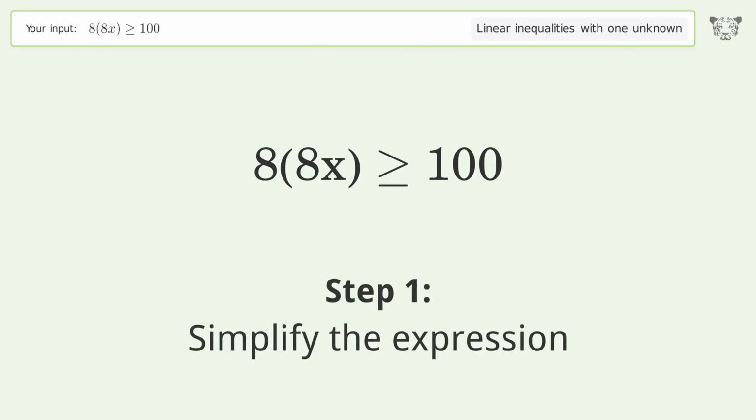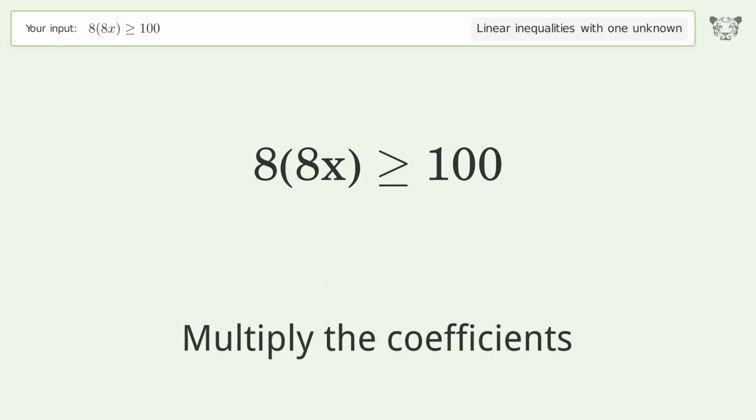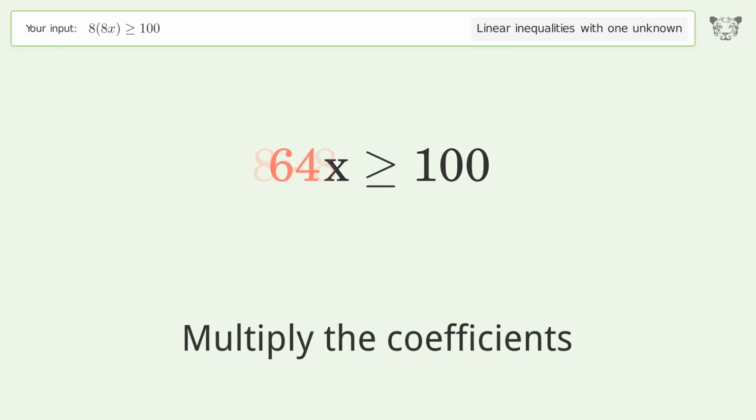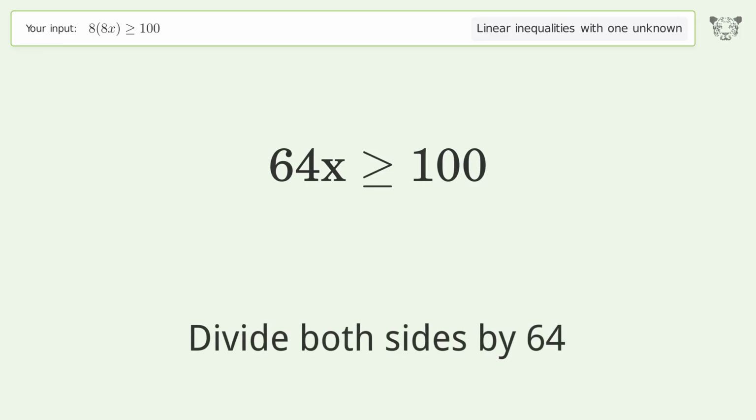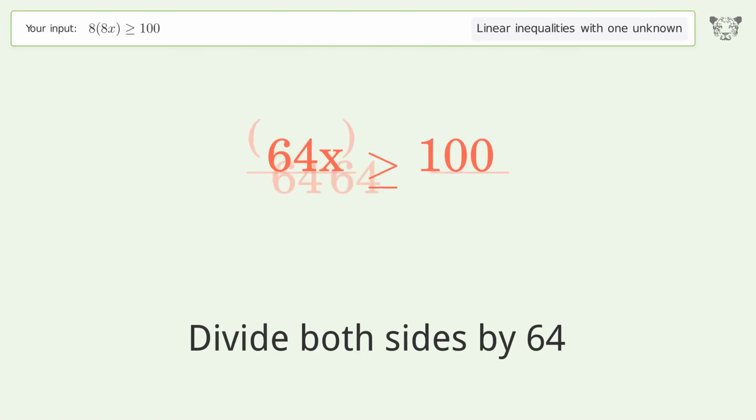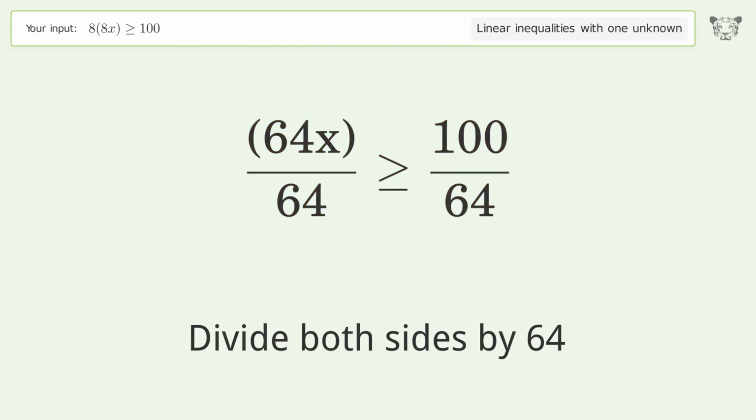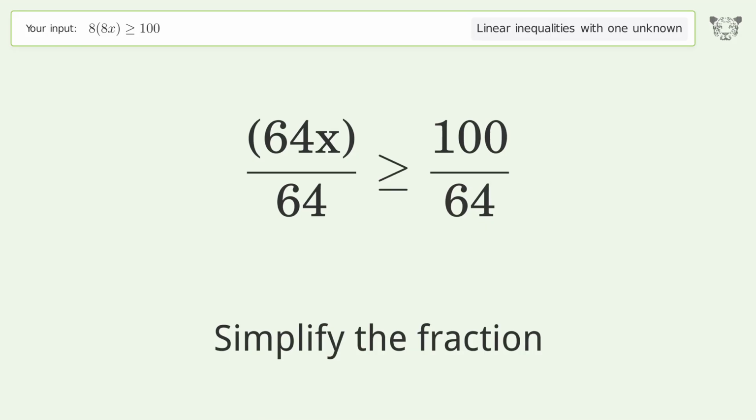Simplify the expression. Multiply the coefficients. Isolate the x. Divide both sides by 64. Simplify the fraction.